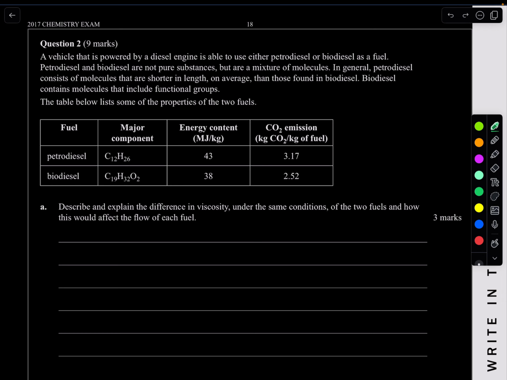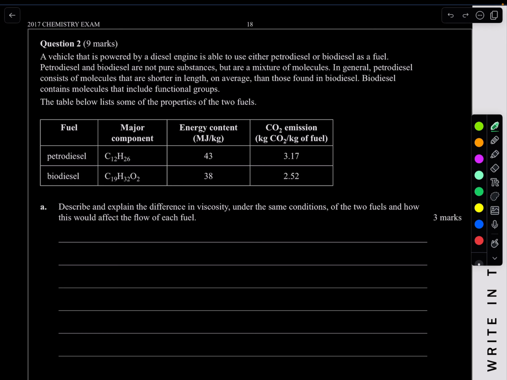Biodiesel has dispersion forces but also dipole to dipole forces due to the ester group, and hence will have a higher viscosity. The big problem with a high viscosity is in fuel lines. If you're in a cold climate, for example Antarctica, and you put biodiesel rather than petrodiesel in a car, we know at cold temperatures the viscosity increases very highly.